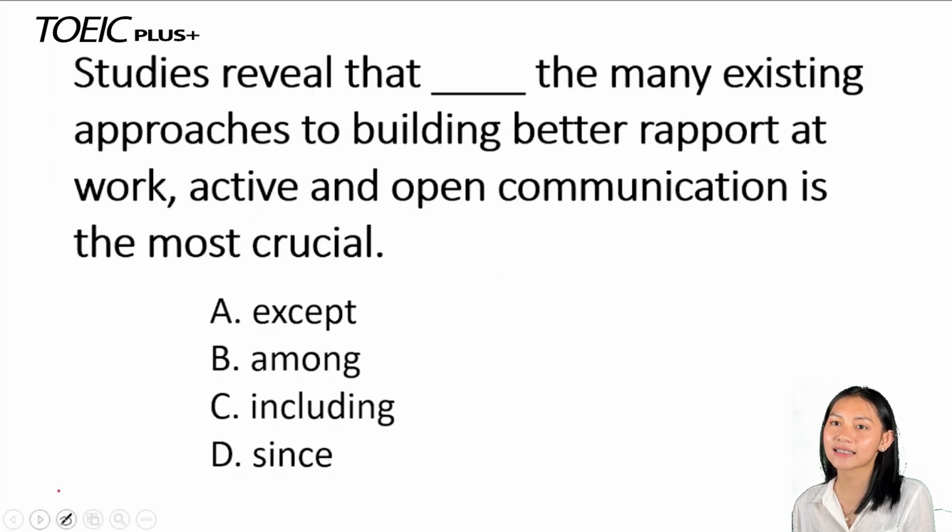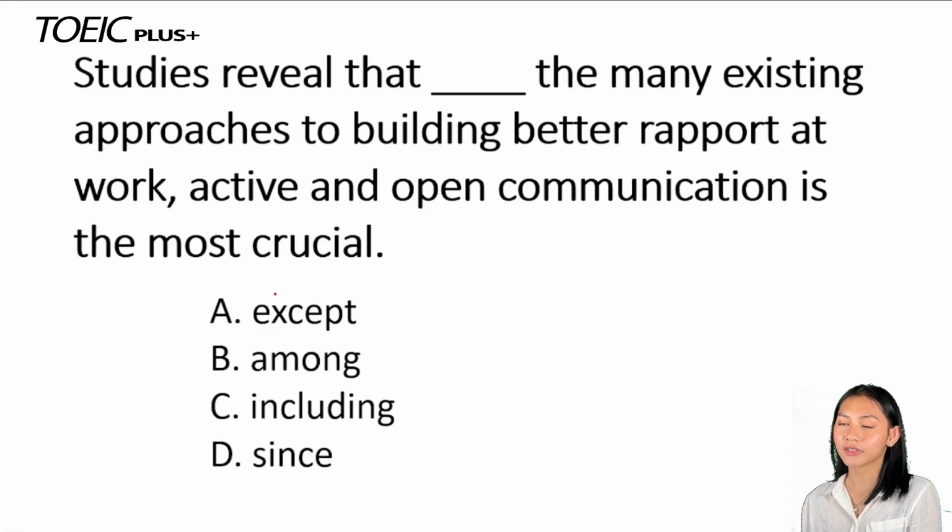The example sentence that we have here is, "Studies revealed that blank the many existing approaches to building better rapport at work, active and open communication is the most crucial." Again, the example sentence is, "Studies revealed that blank the many existing approaches to building better rapport at work, active and open communication is the most crucial." To that, we have here our options. Letter A, except; B, among; C, including; and D, since.